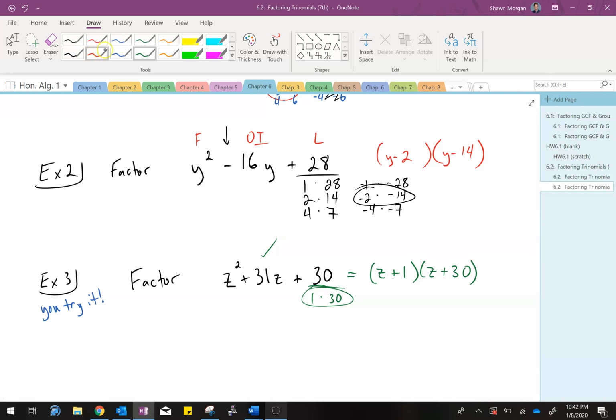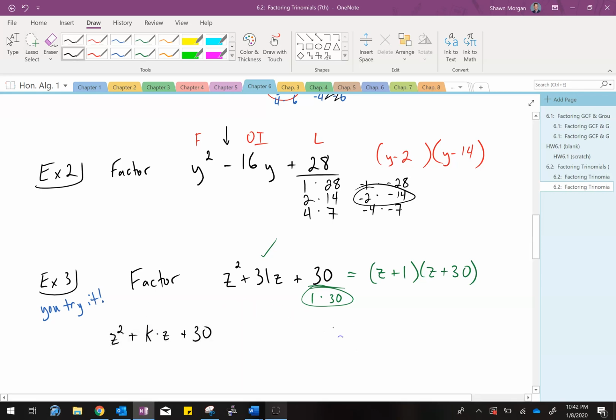Now there's an interesting side example to be had in a problem like this, and I might write it up something like this. I might say z squared plus k times z plus 30. And I might ask you, hey, what all values of k would work such that this would factor out? Obviously 31 is an example of a value for k that would work, but there are others. Let me slide this over and show you what I mean.